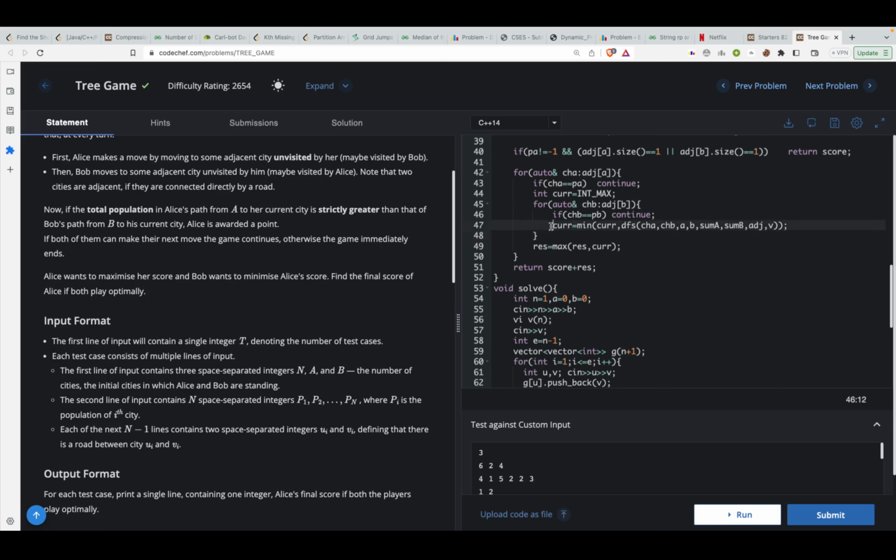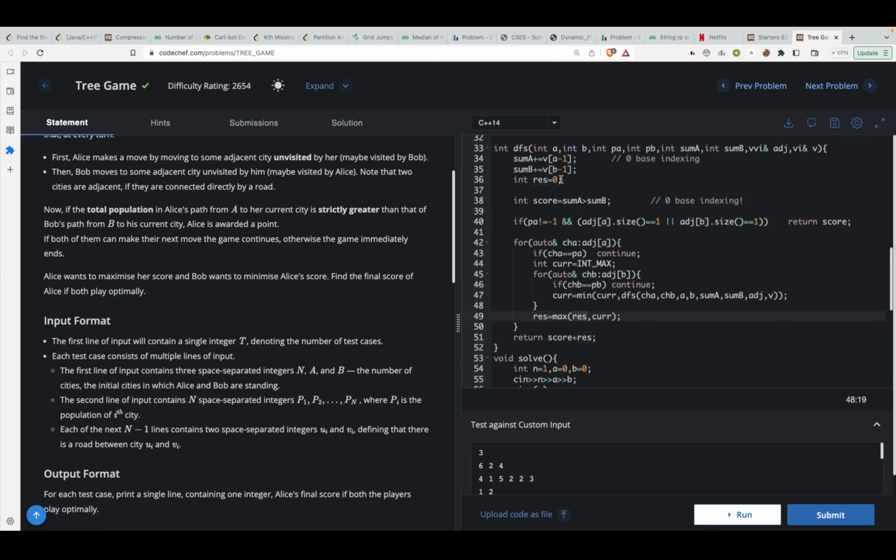Cool. So over here, Bob was doing this operation of minimizing. He was saying minimum of both these two. Alice would always try to maximize her answer. So you'll say result is equal to the maximum of both of this, right? Your current result that was initially set to 0, or whatever you're getting over here. After that, you'll say that your final result is score plus result.